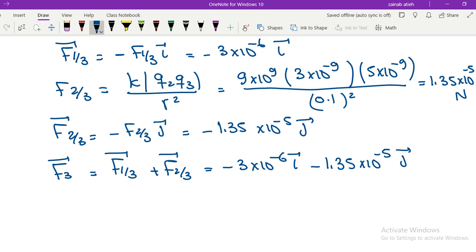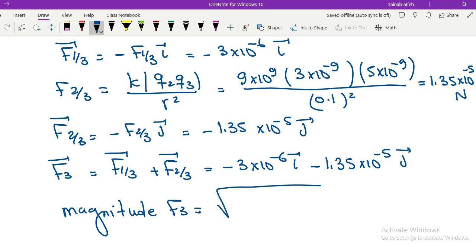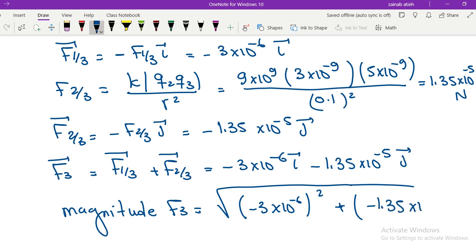Now he told me to find the magnitude of the resultant force and its direction, so let's find the magnitude. This is a normal vector, and to find its magnitude, simply: F3 is equal to the square root of the x component squared plus the y component squared, so minus 3 times 10 to the power minus 6 squared. The minus sign will be cancelled when I square the x component and the y component, so minus 1.35 times 10 to the power minus 5 squared. Calculating this, I will get 1.38 times 10 to the power minus 5 Newton. So this is the magnitude of the resultant force.